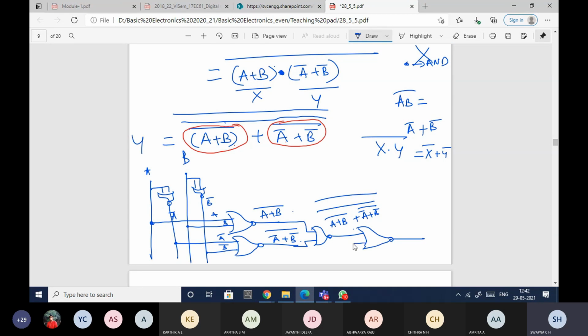Both the inputs of the NOT gate should be connected to the same point, so that my output here will be equal to, I'll write this down, y equals A plus B bar plus A bar plus B bar whole bar, again whole bar because of this NOT gate. Hope this is clear to all of you.